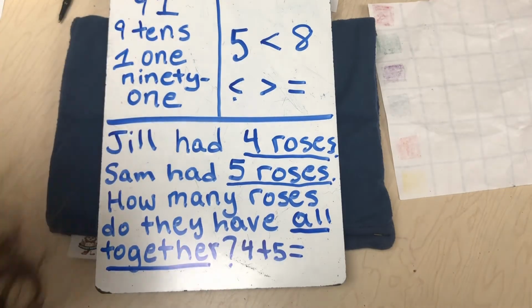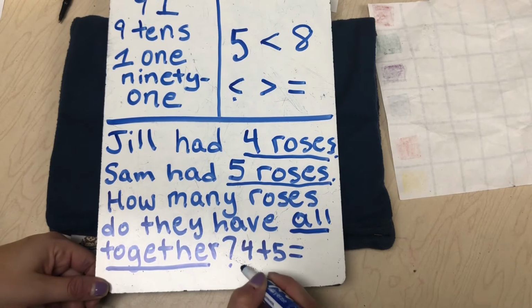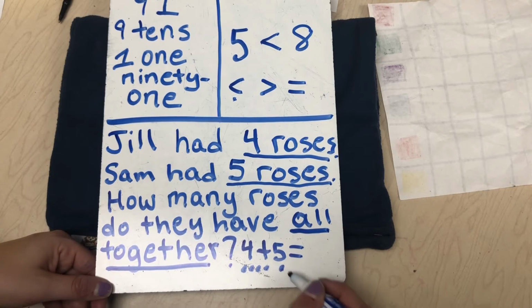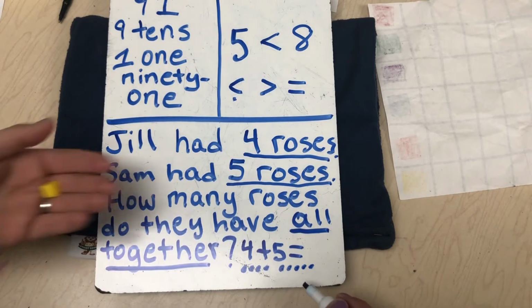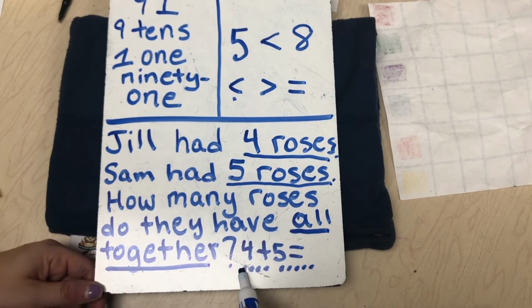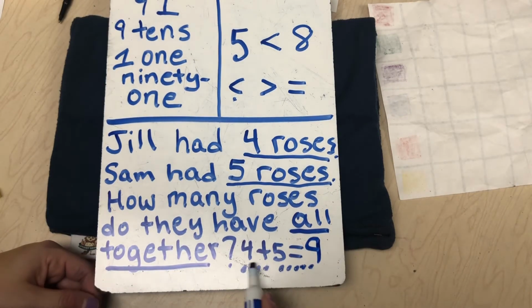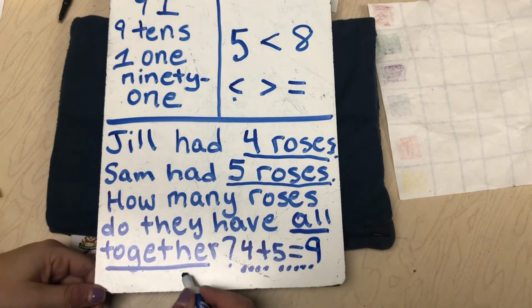Okay, let's add 4 plus 5 together. 4 has 4 dots. 1, 2, 3, 4. 5 has 5 dots. 1, 2, 3, 4, 5. You can also do this with manipulatives if you would like. So let's count those all together. 1, 2, 3, 4, 5, 6, 7, 8, 9. 4 plus 5 equals 9. So they had 9 roses all together.